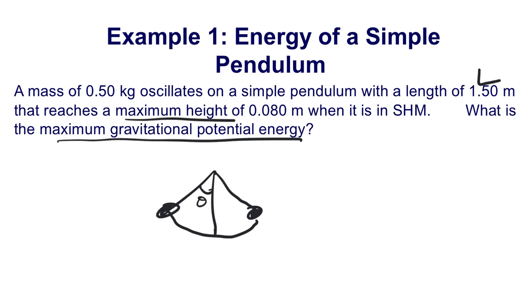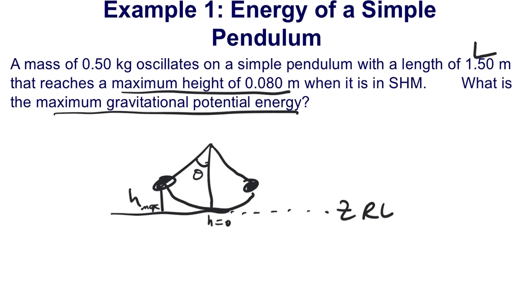They should have drawn a picture with the zero reference line or point, whatever. So that's what I'm looking for. That's H max. And here, H is 0 from the zero reference point, the lowest point in the arc.